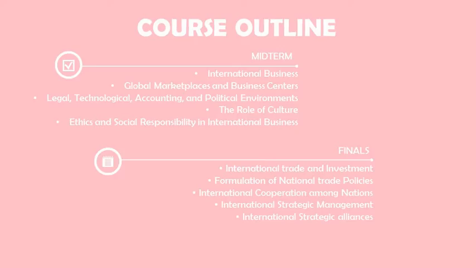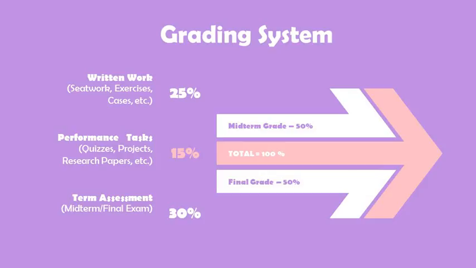Okay. Next, let's go with the grading system. Your grade is divided into three, which is written works for 25%. Next is the performance task, which is 15%. And the last is midterm assessment, 30%. Total of 100%.